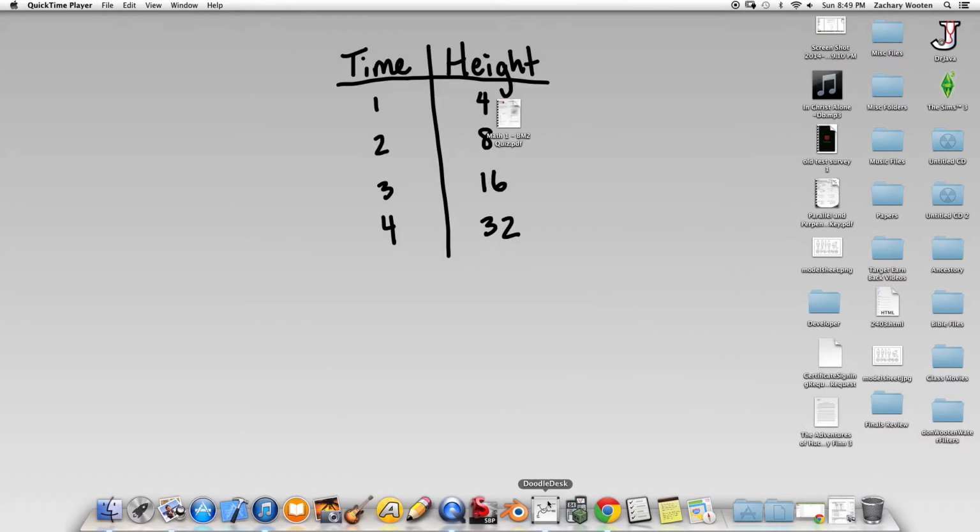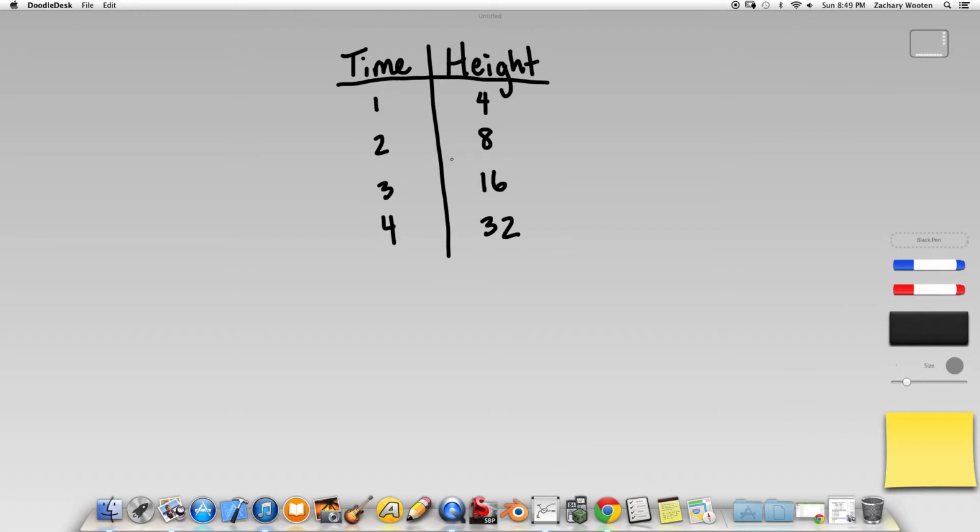A couple ways we can do this problem. The easiest way is to simply figure out how much it has changed from 2 to 4 seconds, in the height and in the time. Well, we have gone up a total of 2 seconds. This is time, which is kind of like our x, and the height, which is kind of like our y. We go up from 8 to 32.